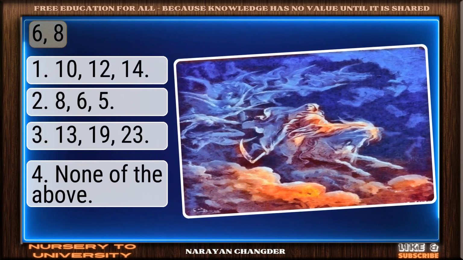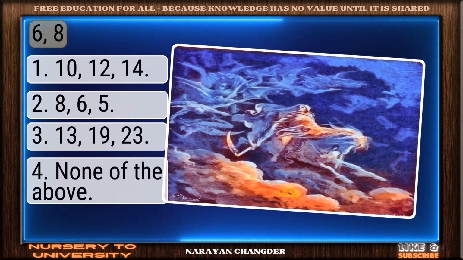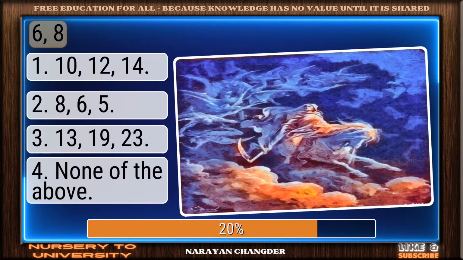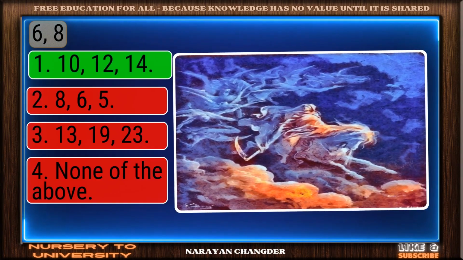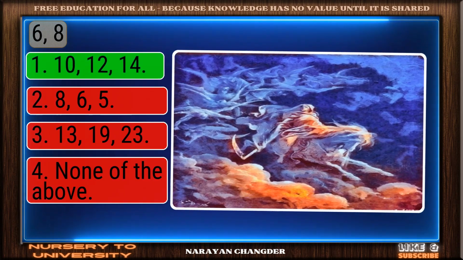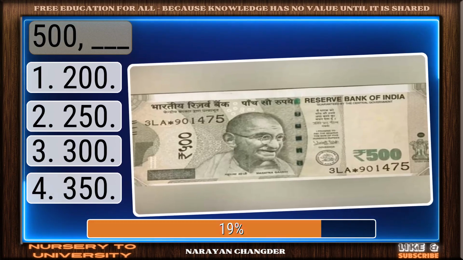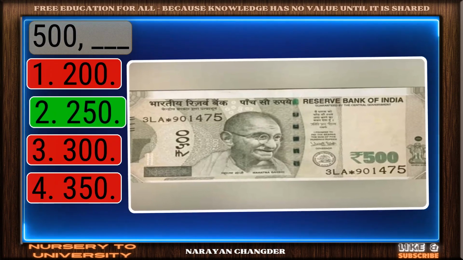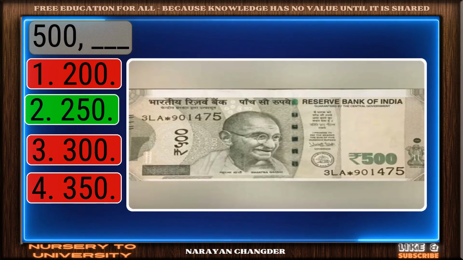Can you solve all these Class 3 Maths Chapter 10 Play with Patterns questions? 6, 8? Strong choice. 10, 12, 14 is the right answer. Dash. Valid point. 250 is true.